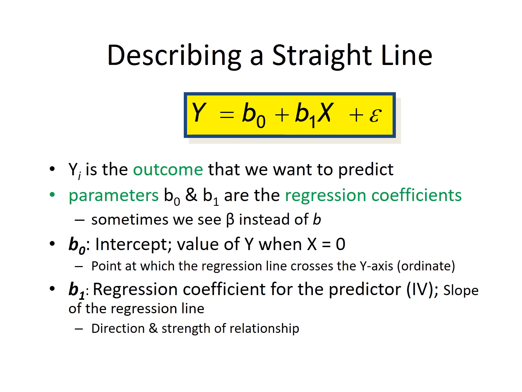So y would be the outcome that we're interested in, so the height of a person, okay? The parameters beta naught, the beta 0, and beta 1 are the regression coefficients. Sometimes we write them as the beta in capital Greek terms instead of just regular beta. So beta naught is what we call the intercept. This is the value of y when x equals 0. So it's the point at which the regression line crosses the y-axis. This is called the intercept in our slope-intercept form.